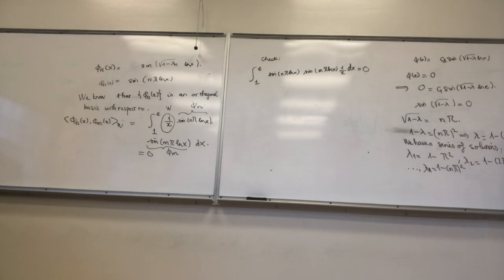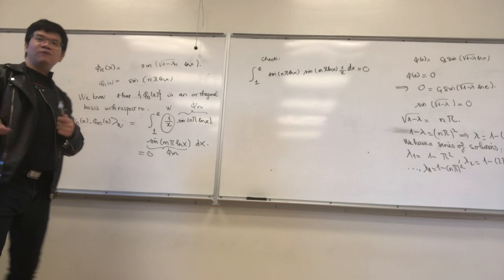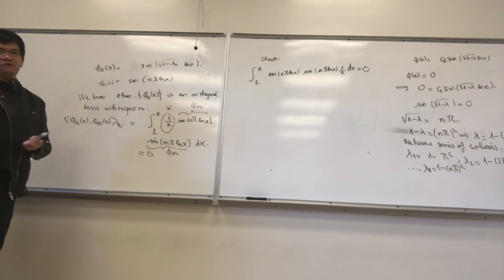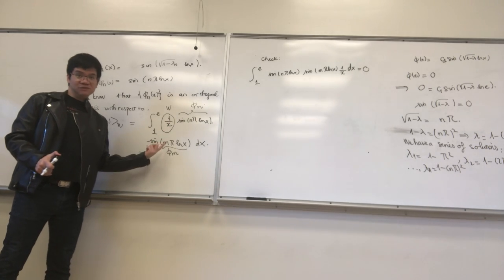If they're orthogonal, do we only have to check one of them? Or no? I don't check one of them, I check the general n and m. So phi 1, phi 2, phi 3, phi 4, and phi 1, phi 5, they're all orthogonal, so I can put n, m arbitrary.